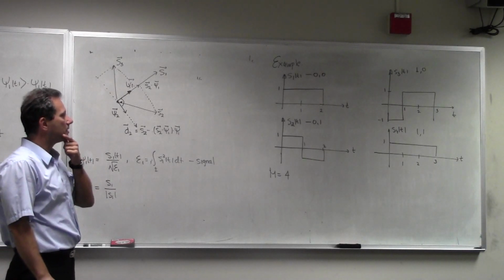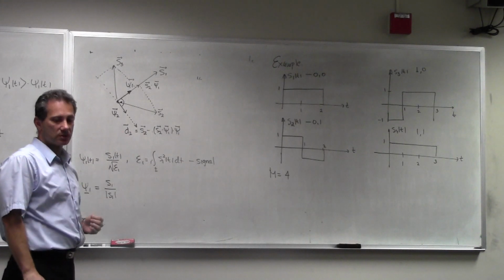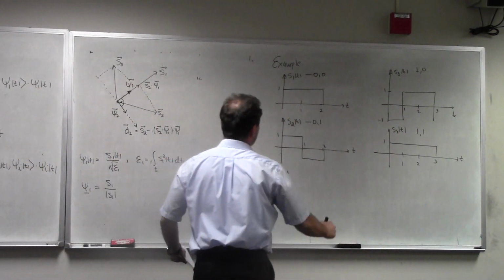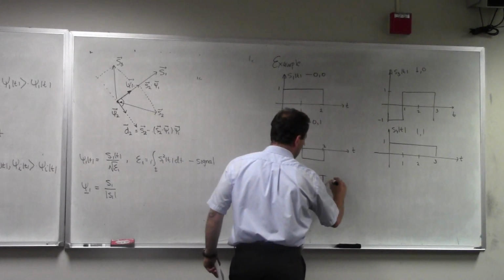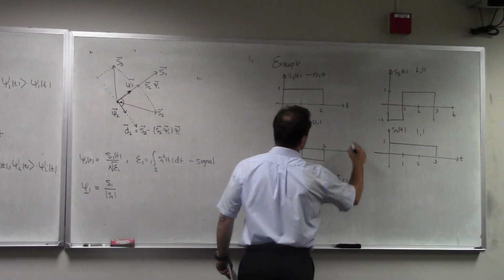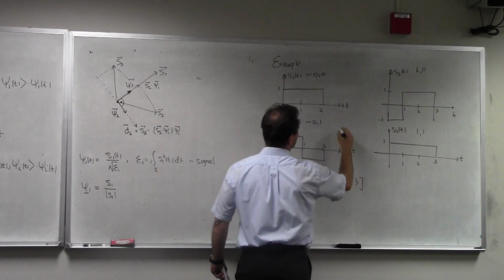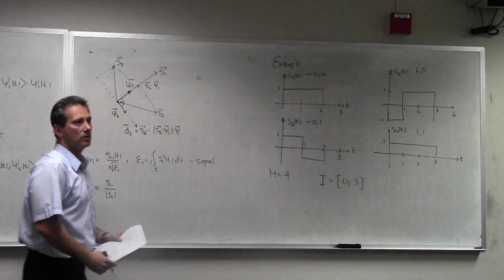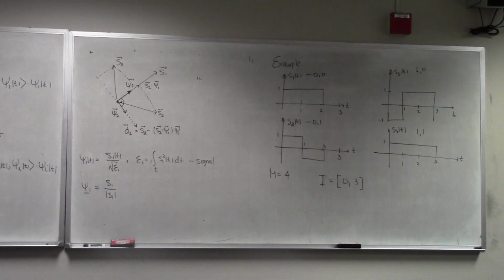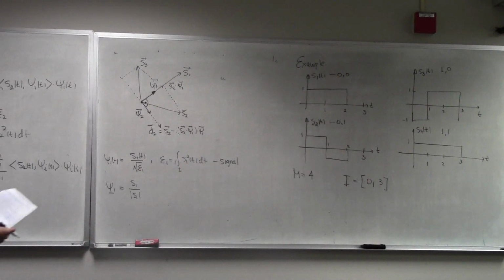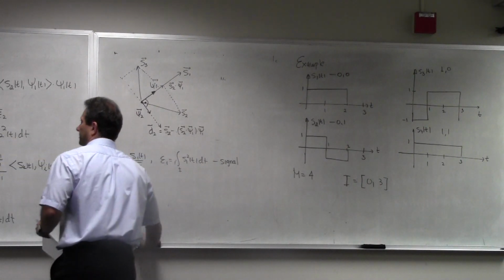So to determine the dimension of this signal space, I'm going to do Gram-Schmidt orthogonalization. Here, the interval is equal to 0 to 3. So even though these two guys end up at 2, the whole interval goes all the way to 3. So I'm signaling over the interval from 0 to 3. So let's follow this procedure.